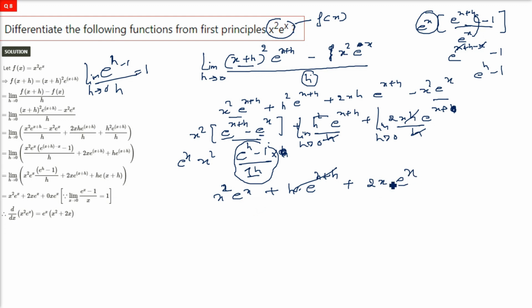So only remaining is these two terms, the middle term becomes 0. So this is e to the power x, I am taking e to the power x common, it is going to be x square plus 2x. That is your final answer, final solution.